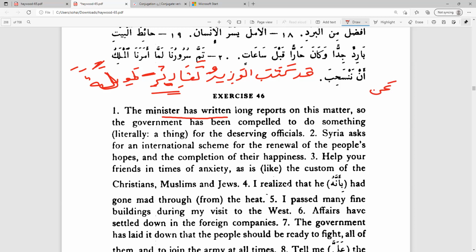And matter is like, what is it called? I'm not going to tell you the answer. You could do it yourself. Okay. So the government has been compelled to do something. So is for, and the government is like hakuma.